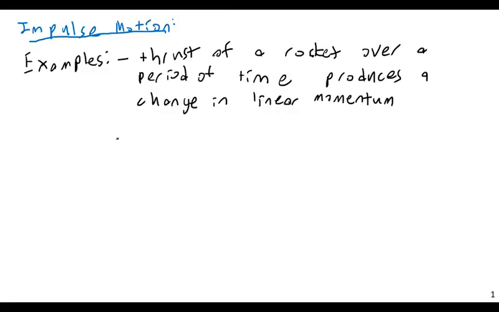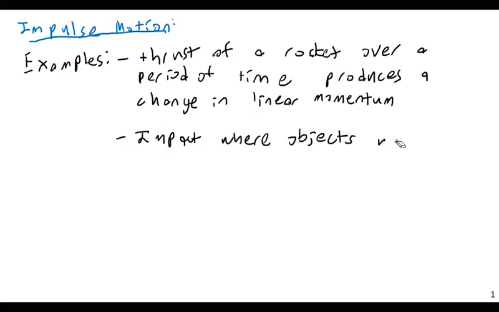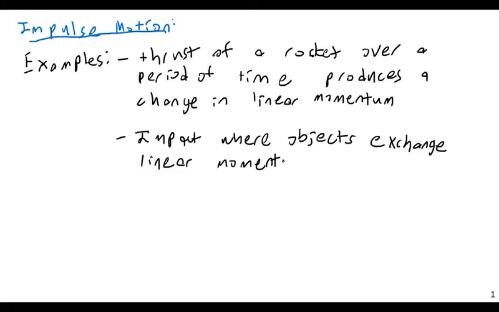So something like an impact would be another example. Impact, where objects exchange linear momentum and kinetic energy. But the kinetic energy doesn't always have to be conserved, but momentum always will be conserved, as we shall see. Linear momentum. All right, moving on.